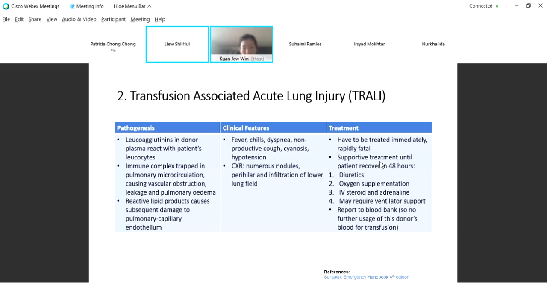First, we will give the diuretic to relieve the pulmonary edema, and also oxygen supplementation as the patient presented with symptoms of acute respiratory distress, and also intravenous steroid and adrenaline, and the patient may require ventilatory support. And then we must report this transfusion reaction to the blood bank, so there is no further usage of this donor blood for future transfusion. Next.